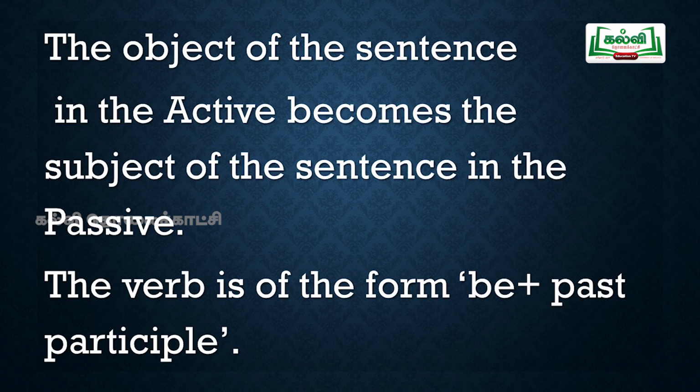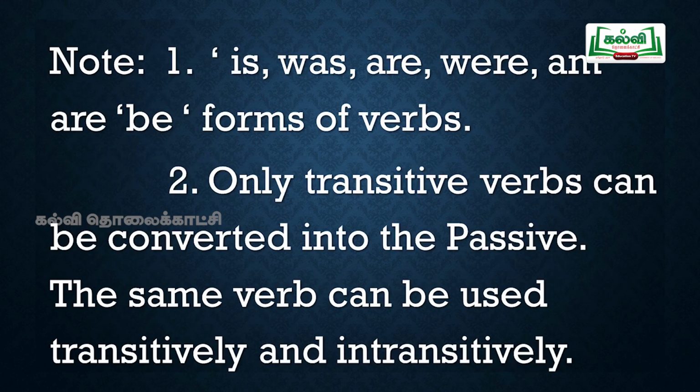We shall proceed further. Now we have to note some important points. Remember that is, was, are, were, am. These are be forms of verbs. The next important point is that only transitive verbs can be converted into the passive. And another point, the same verb can be used transitively and intransitively.